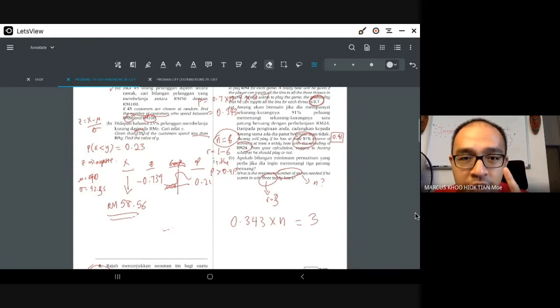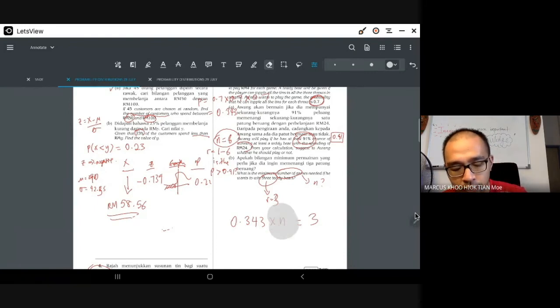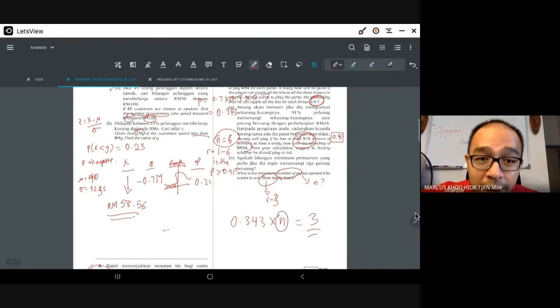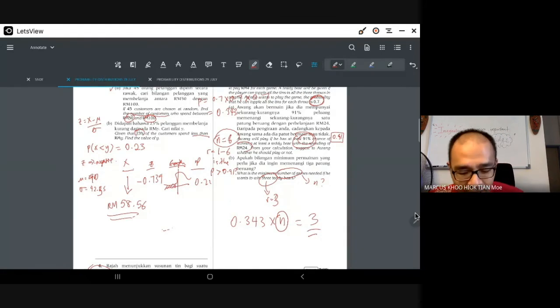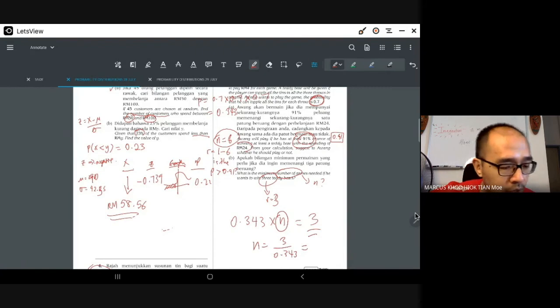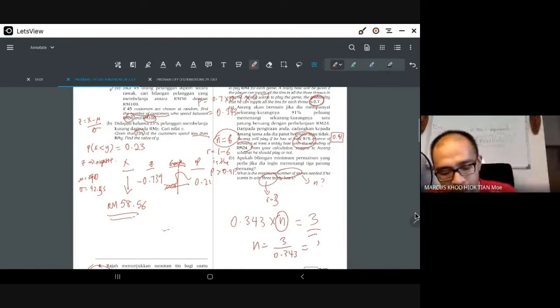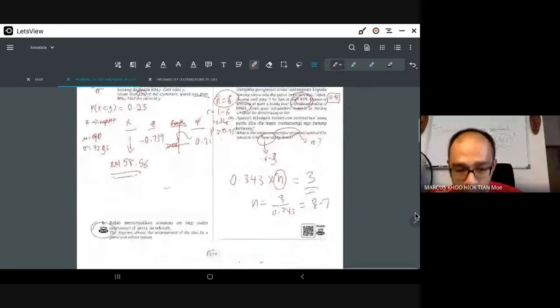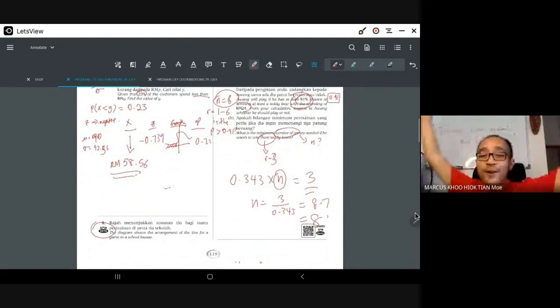If the probability of him winning one game is 0.343, we need to find out the number of games that he needs to play in order to win 3 teddy bears. So I think this is the answer lah. So n equals 3 over 0.343. Therefore, he needs to play a minimum of 8.7 games, which is a minimum of 8 games lah. Yeah, correct already.